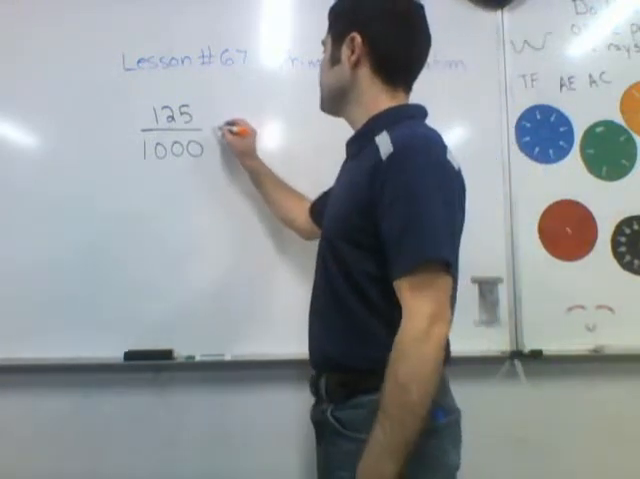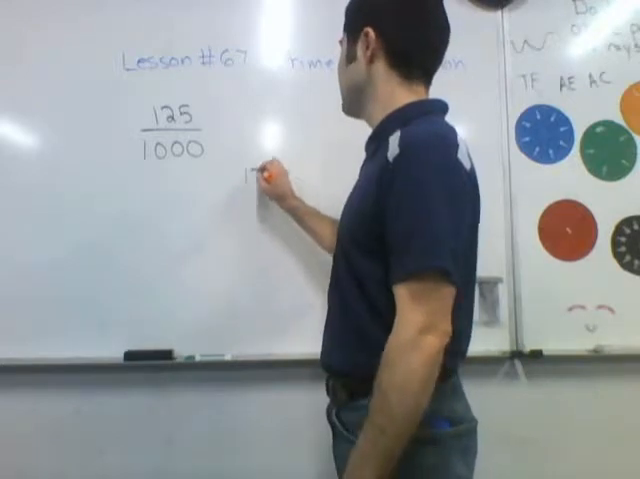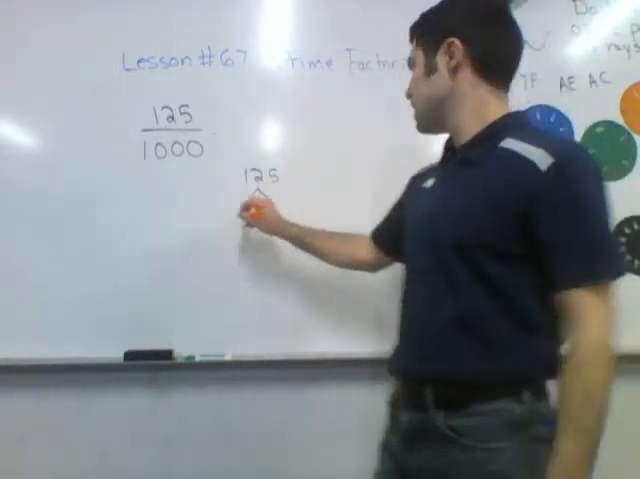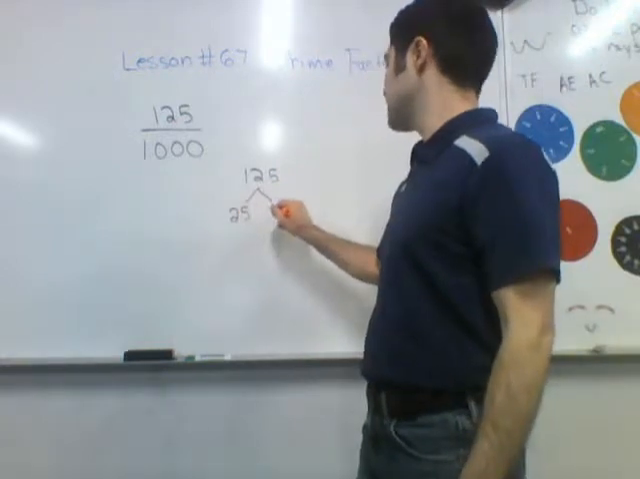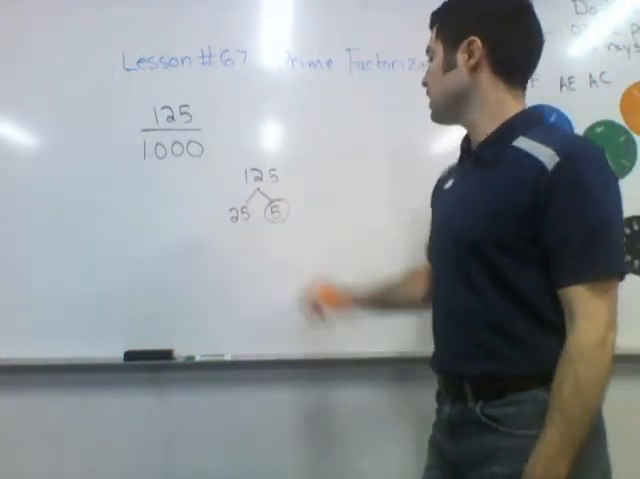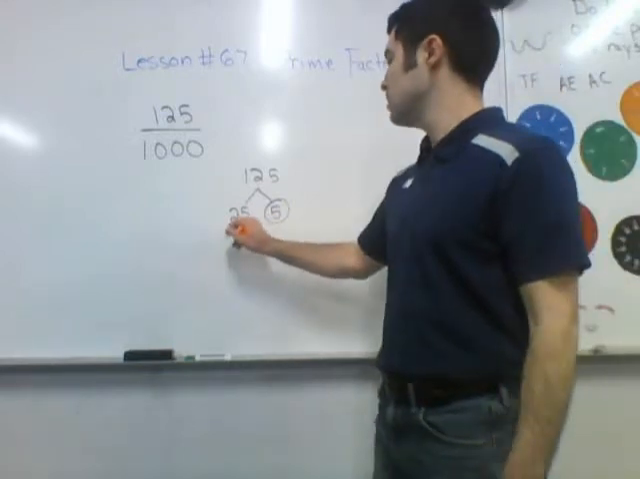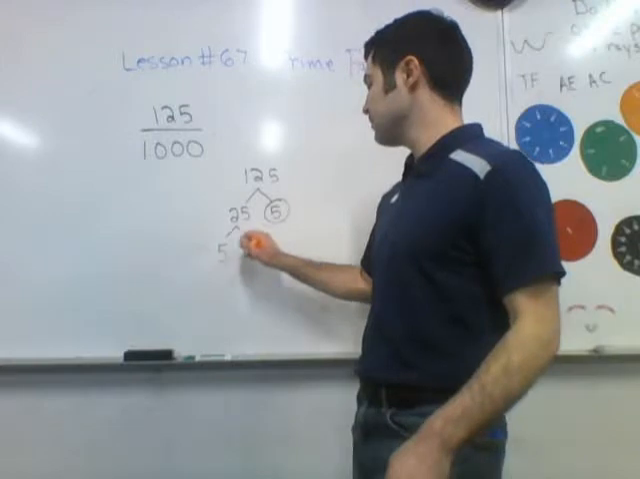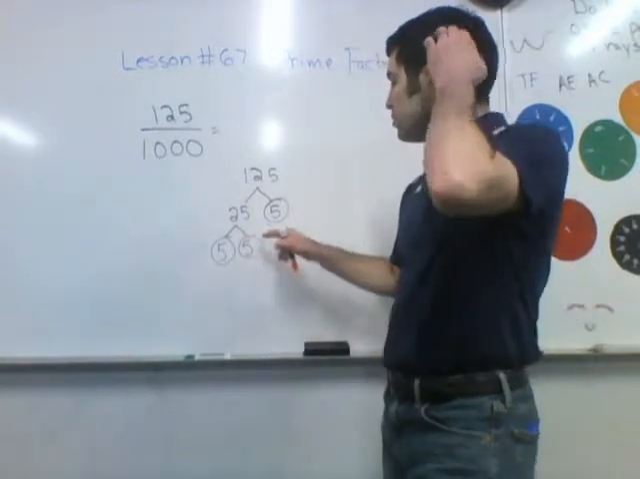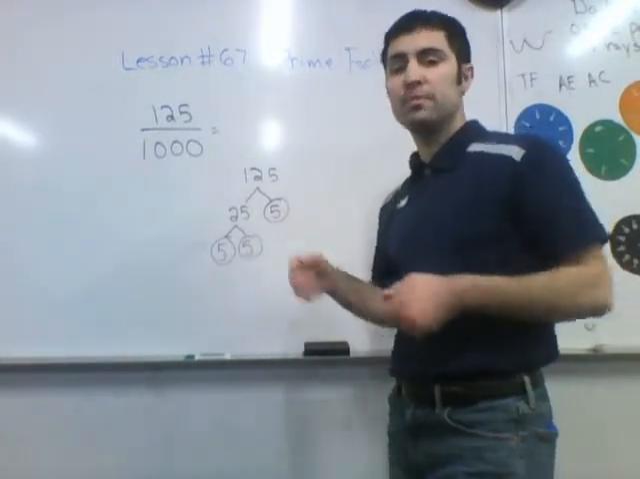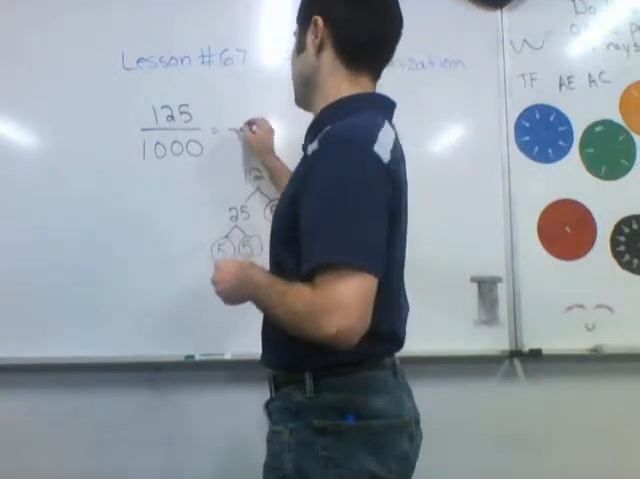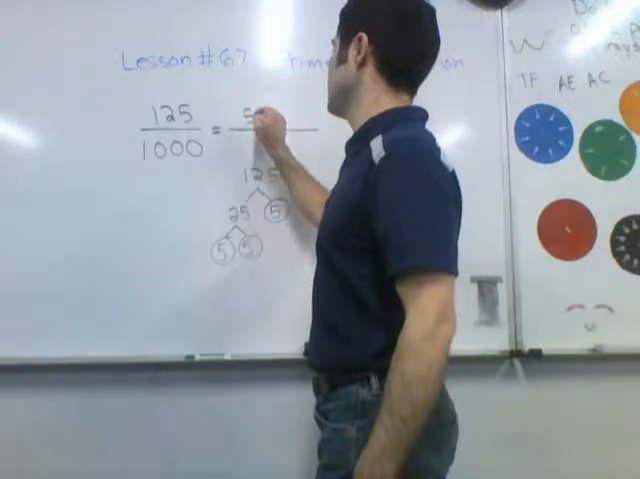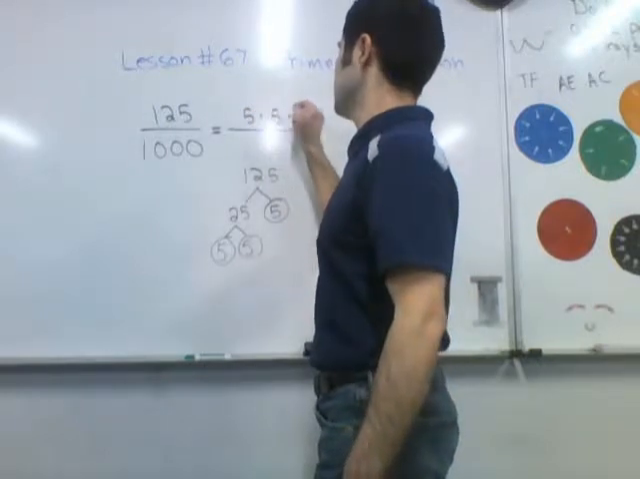So I'm going to take 125, I'm going to do prime factorization. So factor tree, let's say 25 times 5 is 125. 5 is a prime number. 25 can be broken down into, you guessed it, 5 times 5. Okay, so now I have 5 times 5 times 5. That's my prime factorization. I'm going to write this as my new numerator. So it's going to be 5 times 5 times 5.